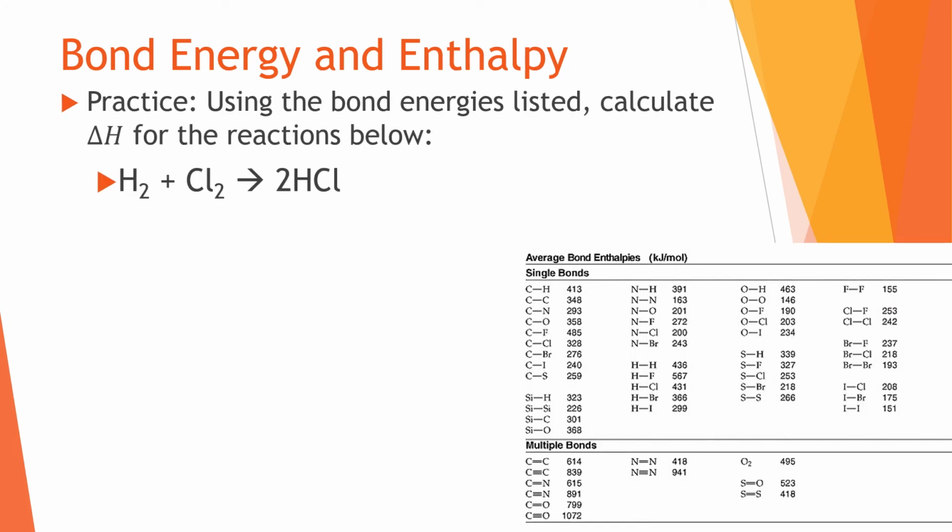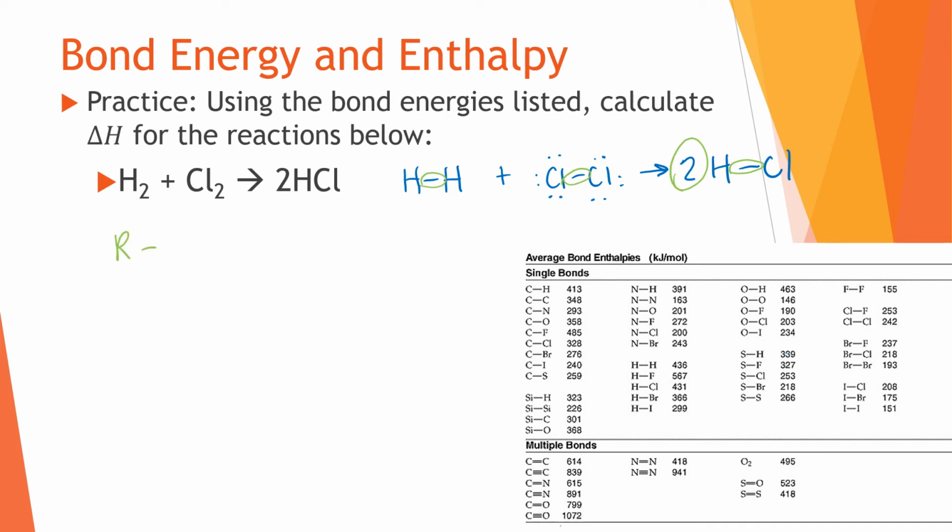Okay, so let's do some practice here. So you're given the reaction. I always like to draw my structures out just to make sure I don't miss a bond somewhere. Obviously, this one is pretty simple. You also don't necessarily have to draw your lone pairs because it's only the bonds that we're looking at here. So for example, if you left HCl like that, no problem. The important thing here is that we have one HH bond, one chlorine-chlorine bond, and then two, because of the coefficient of 2, hydrogen-chlorine bonds.